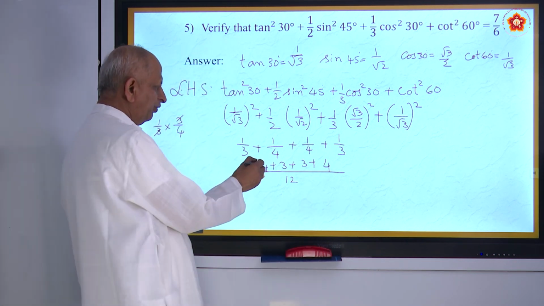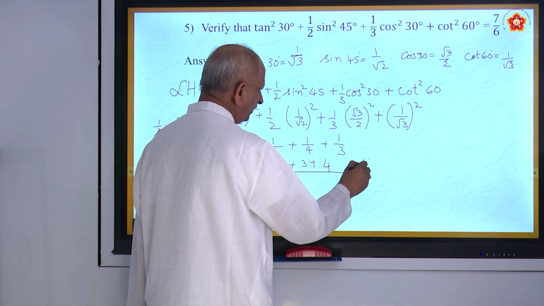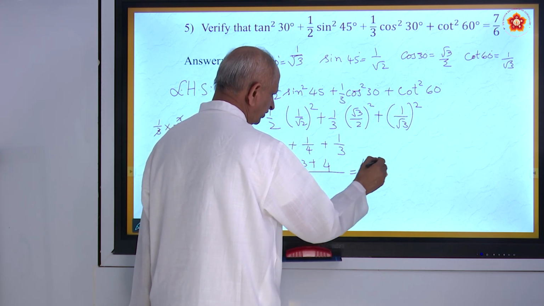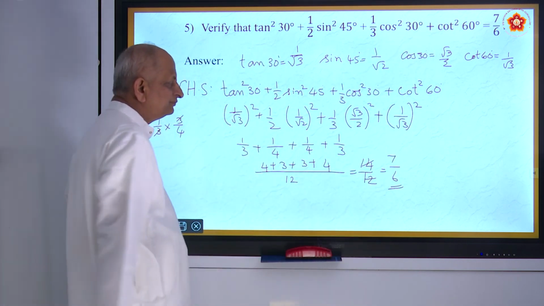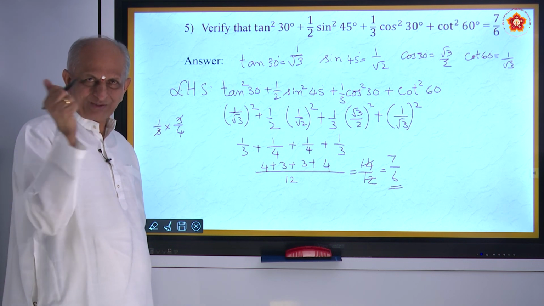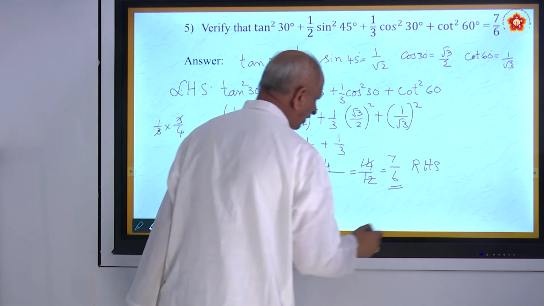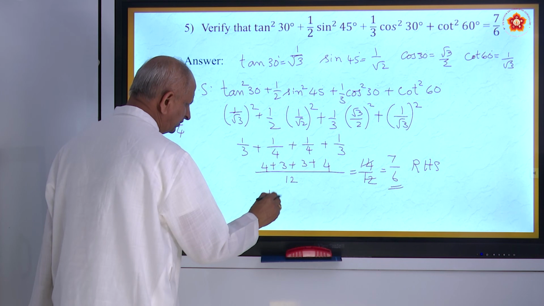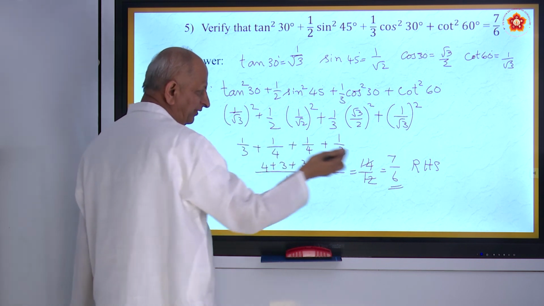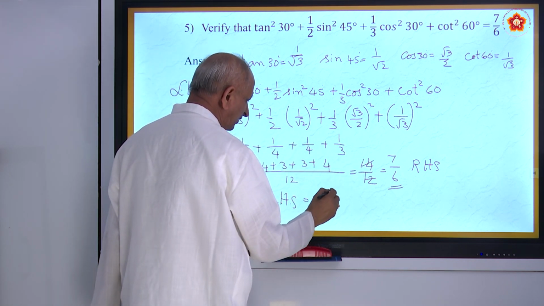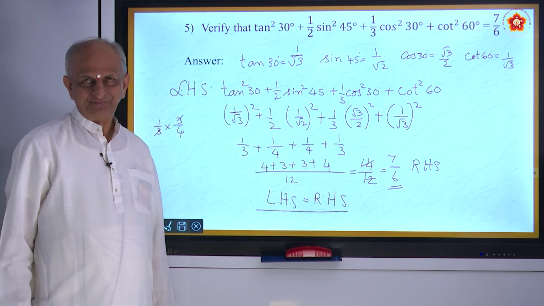3 fours are 12. 4 threes are 12. Add all this. 4 plus 3 is 7, 10, 14. So 14 by 12. 2 sevens are 14, 2 sixes are 12. Is it the same answer? Yes. Both the left hand side and the right hand side are the same. Is it not? So what is to be proved is proved. We came to a very short and sweet answer. That is 7 by 6. Finished.